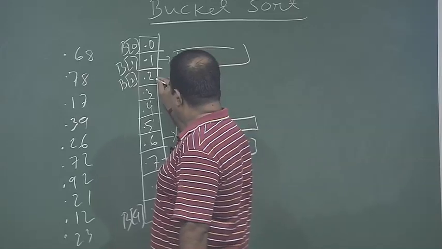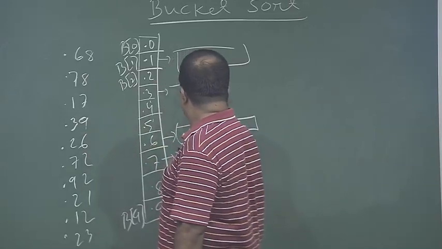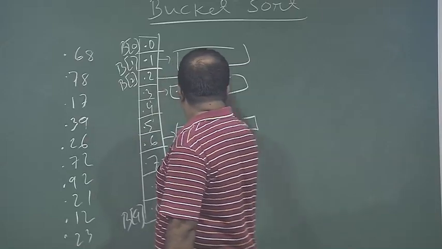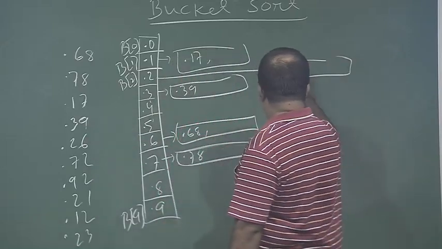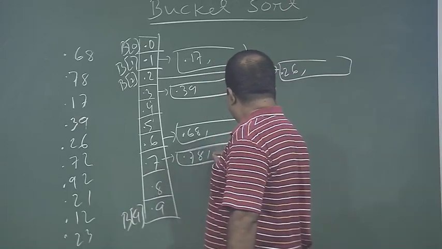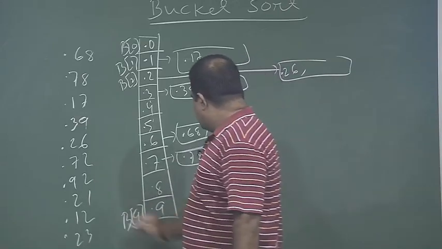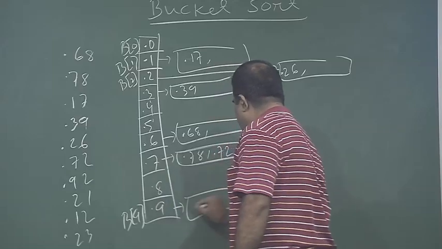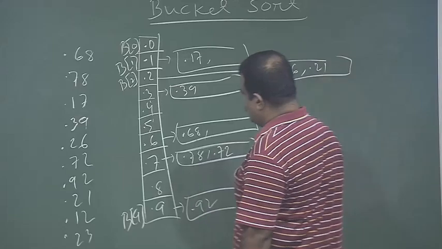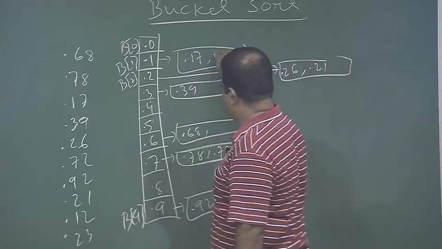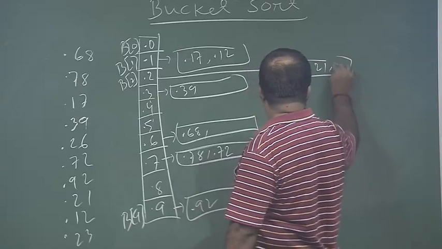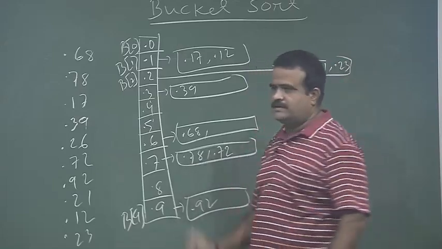0.17 and then 0.39, 0.26. So, it will be here. Then again 0.72, 0.92, 0.21, 0.12, and 0.23 will be here. So, this is the bucket filling.